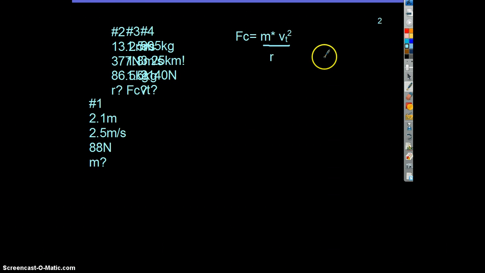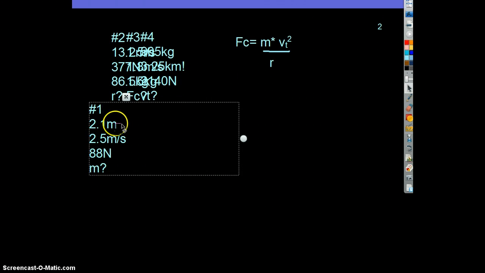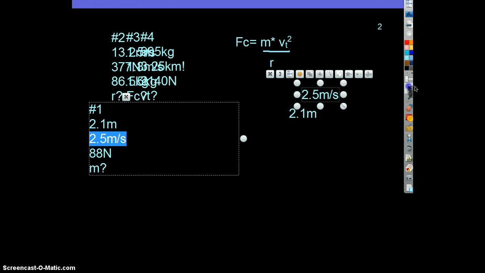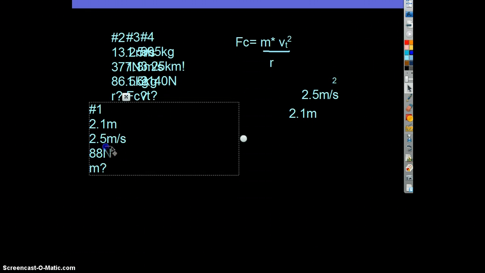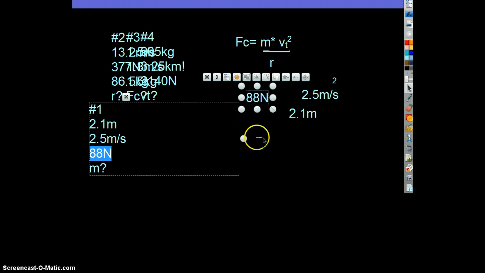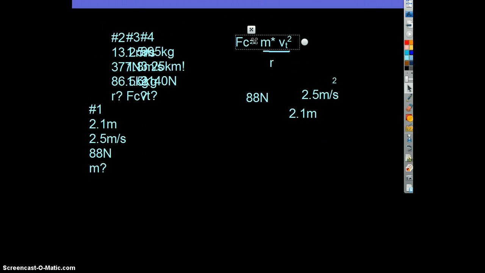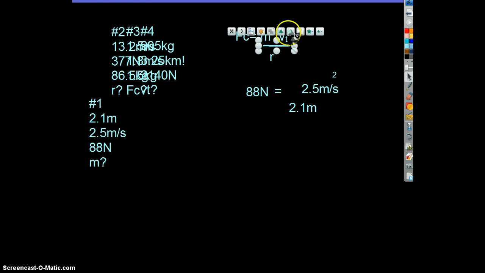Okay. Now, they give us a good number of things here. They give us the radius of 2.1 meters. So 2.1 meters is our radius. They give us a nice little tangential velocity, 2.5, that gets squared. They give us 88 newtons. That is the force right there. So highlight that, toss it in right there.